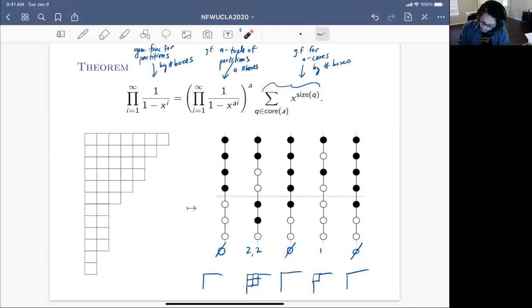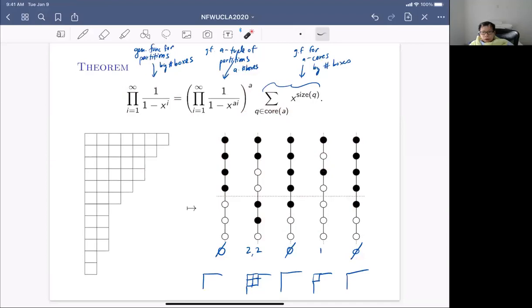Right. So as you move these up in order to produce the core that's counted by here, that's removing A boxes at a go. And that's why you're getting this A times the number of boxes. So yes, the core is really obtained by removing these rim hooks. That's exactly right. Yep. Good.